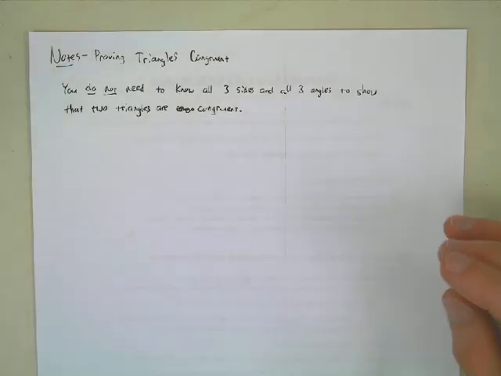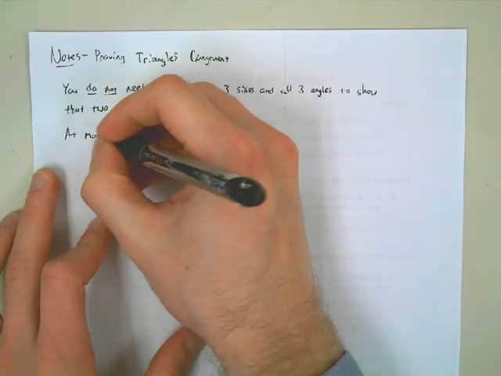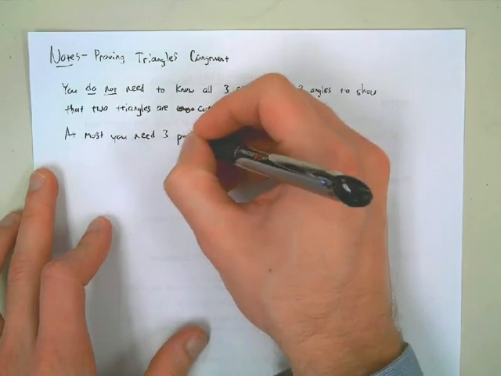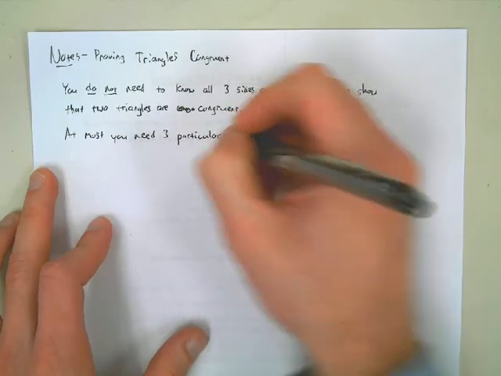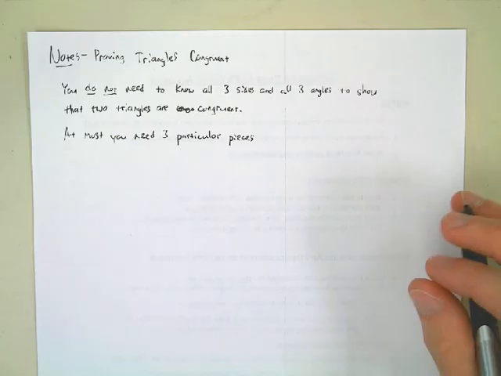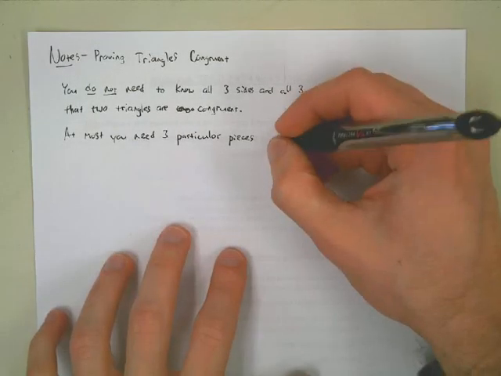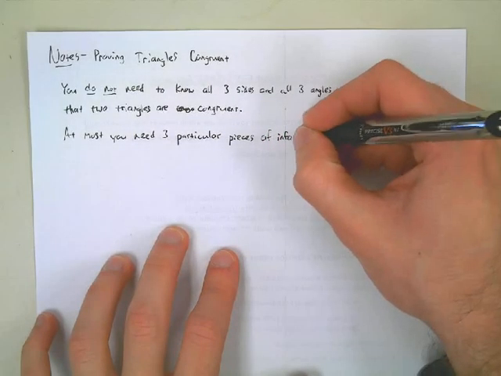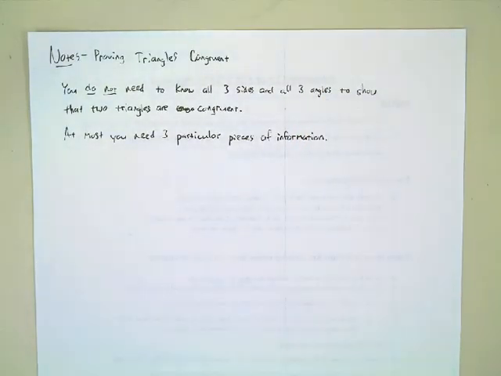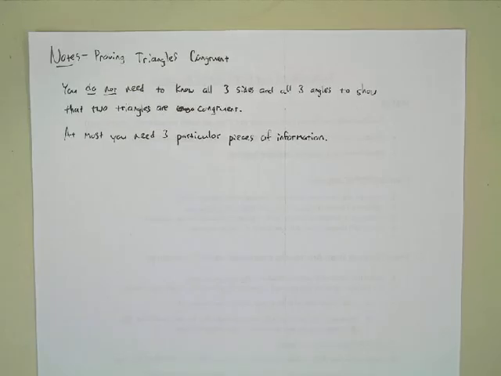Okay, our groups were able to figure out in three steps that, at most, you need three particular pieces of information. I say particular because it can't just be any three. Some of you figured out what those three particular pieces of information were, okay? At most, you need three particular pieces of information. So, would one of the groups like to share their strategy for how they figured it out?